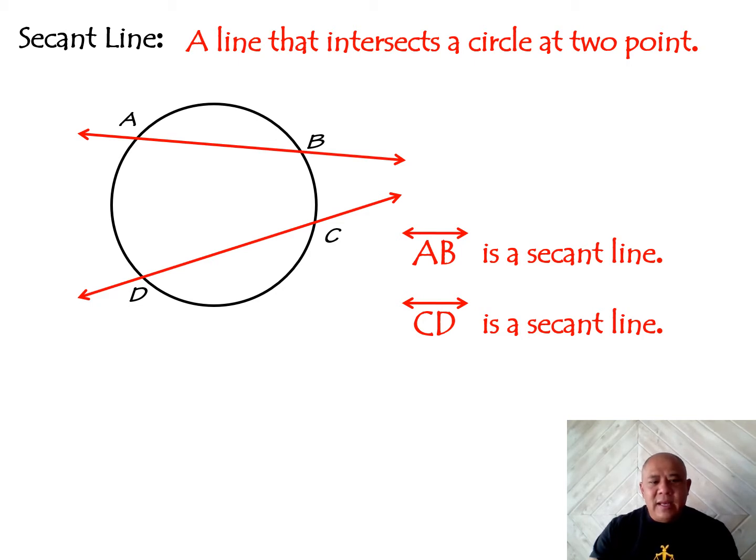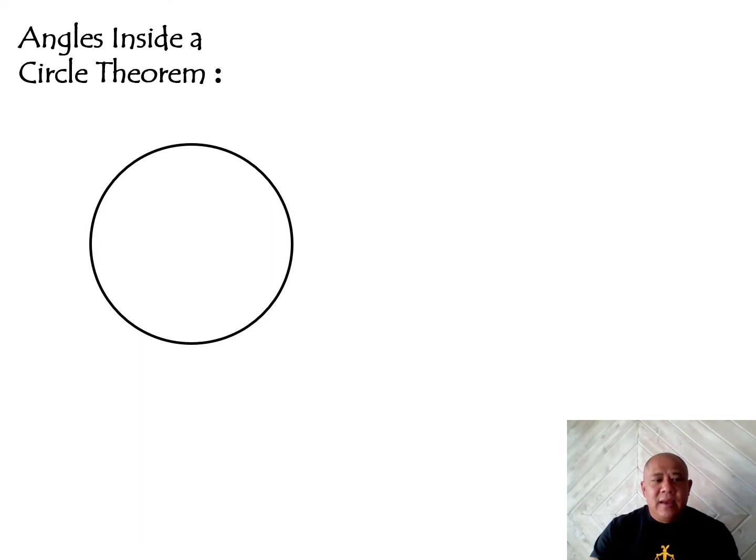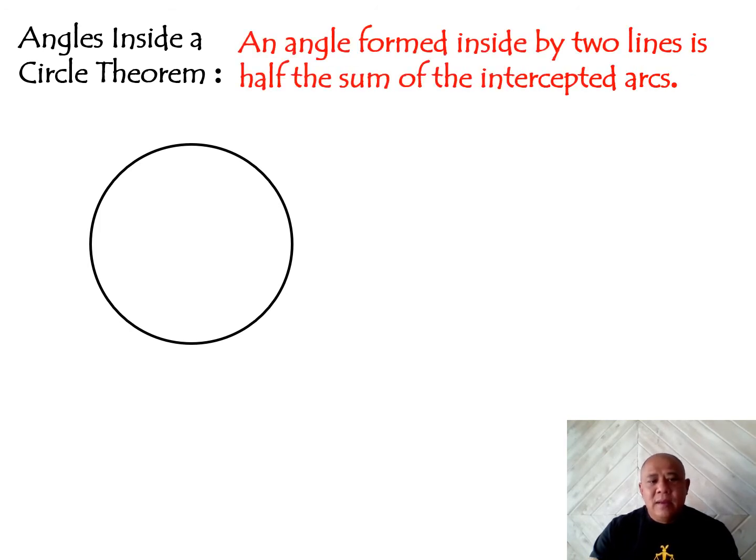And secant lines form a certain relationship in circles. So we're going to investigate those two relationships. One is that it creates angles on the inside of a circle, and then it creates angles on the outside of a circle. And we're going to look at both theorems. So the first theorem we're going to look at is the angles on the inside of a circle theorem. So let me give you the theorem. An angle formed inside by two lines is half the sum of the intersected arcs.